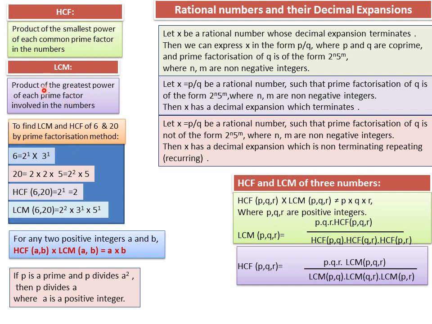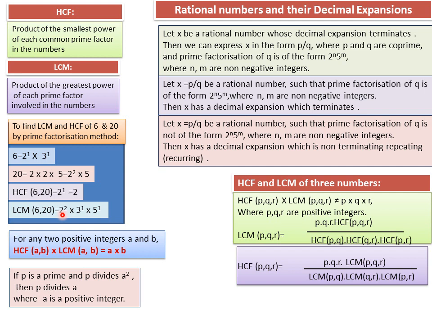Then LCM. What is LCM? LCM is the product of the greatest power of each prime factor involved in the numbers. I have 6 and 20 already written in terms of prime number products as per the fundamental theorem of arithmetic. Here we have the factors, but we have to choose the primes which have the highest power. Out of these two, 2 square has the greatest power, so that is taken, and the other prime factors are added here to find the LCM of 6 and 20.